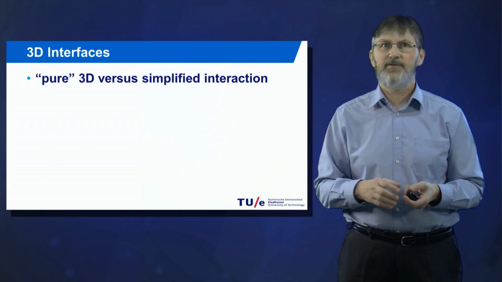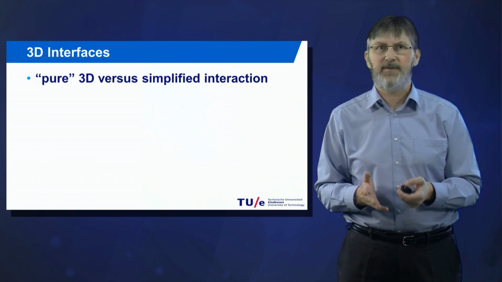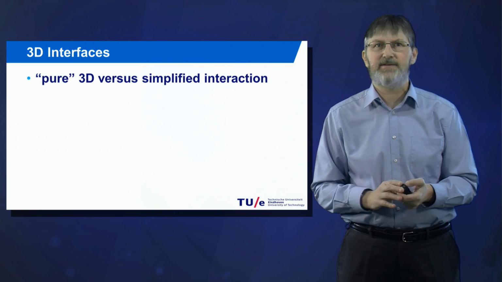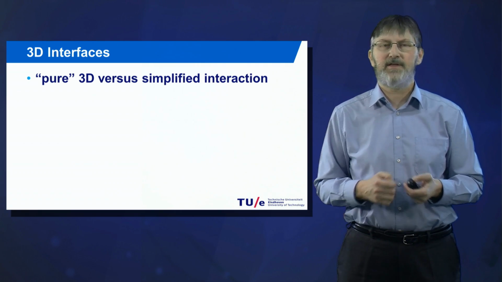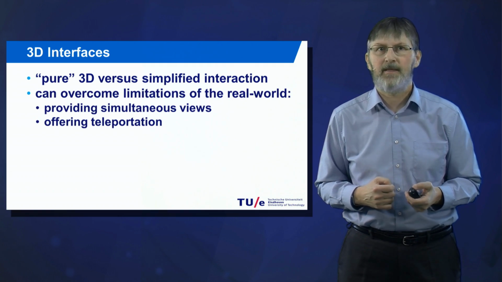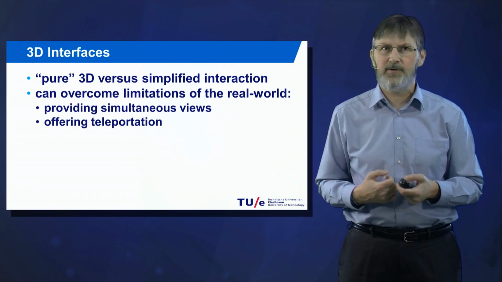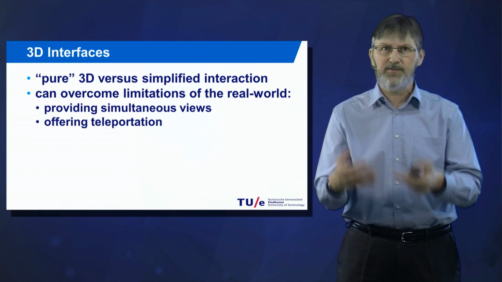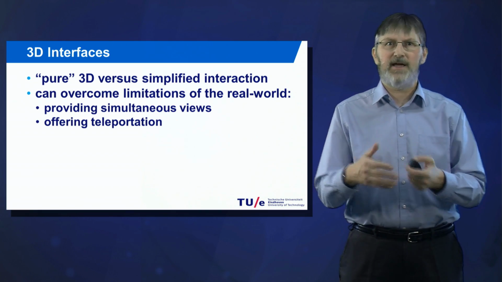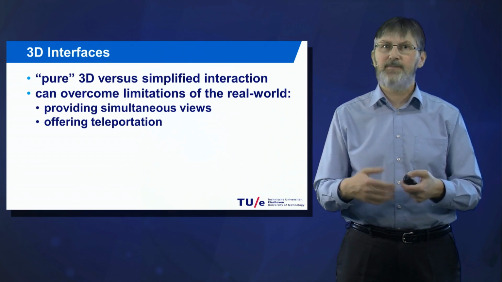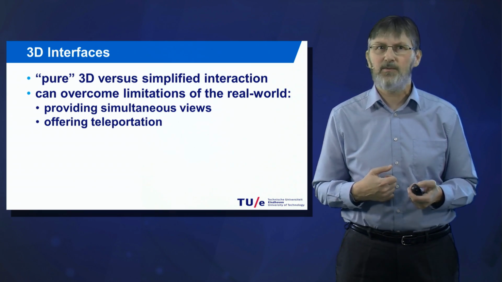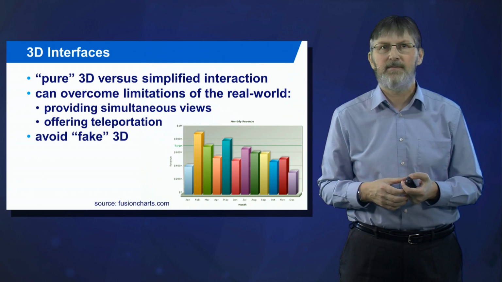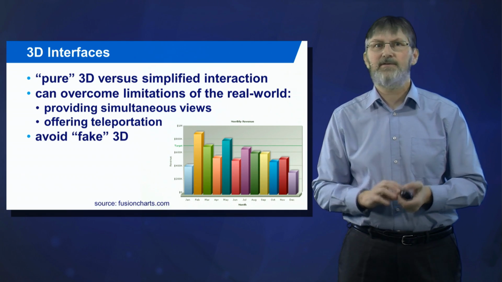There is pure 3D versus simplified interaction. In most cases, we will manipulate and simplify interaction a bit versus doing everything exactly as it should be done. We can overcome in our virtual worlds the limitations of the real world. We can, for instance, provide different views onto the same scene without us having to move. We can offer teleportation to quickly go from A to B without having to perform the many navigation steps that would otherwise be required. We should also always avoid fake 3D.